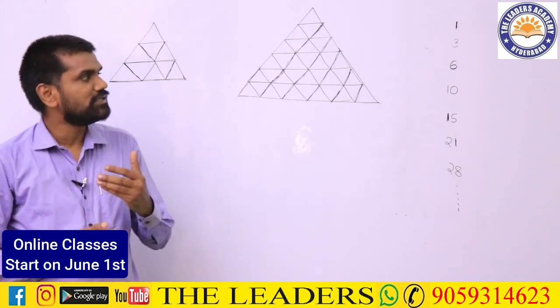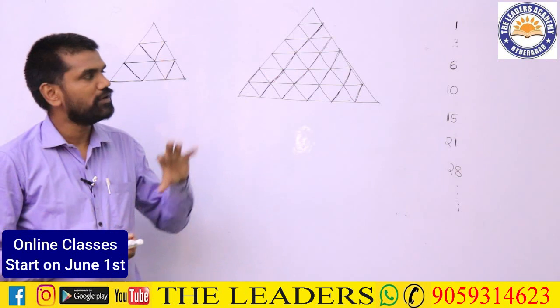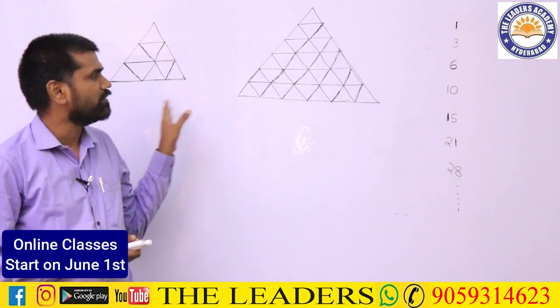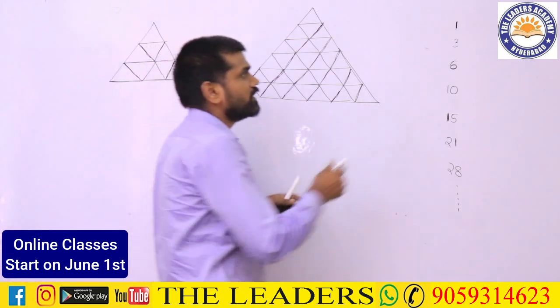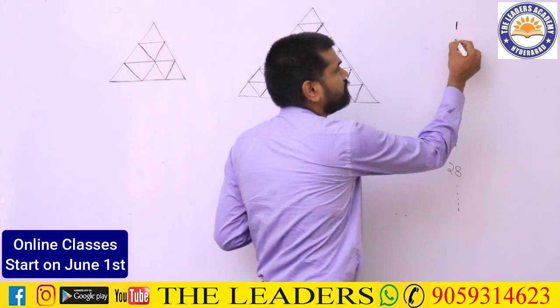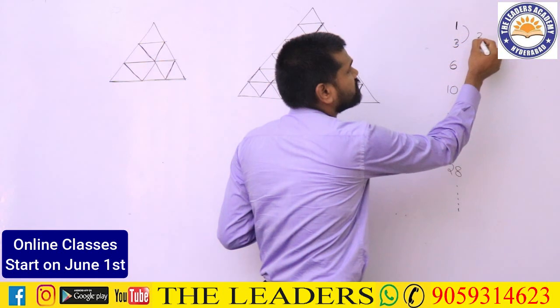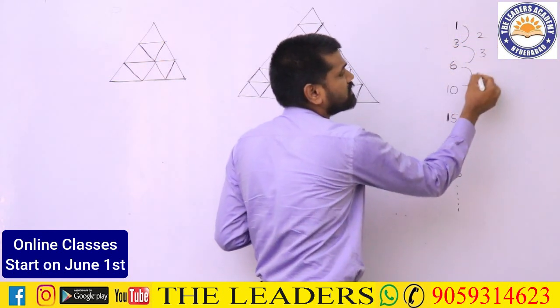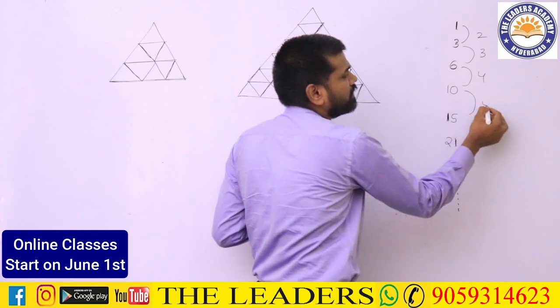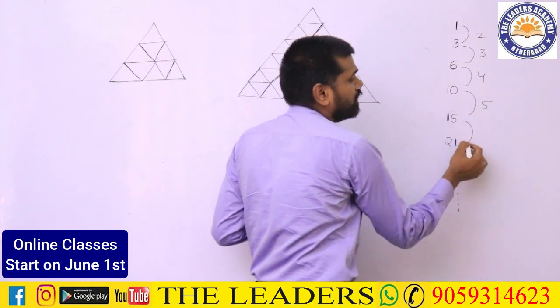So what exactly is that trend? I will show you. Once you master that sequence, counting the number of triangles will be very easy for us. So the sequence goes like this. It starts with 1, increases by 2, it becomes 3, then increase it by 3, that becomes 6, then increase it by 4, it becomes 10, then increase it by 5, it becomes 15, and so on.